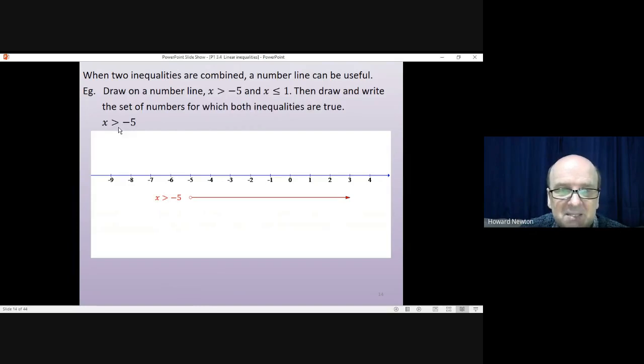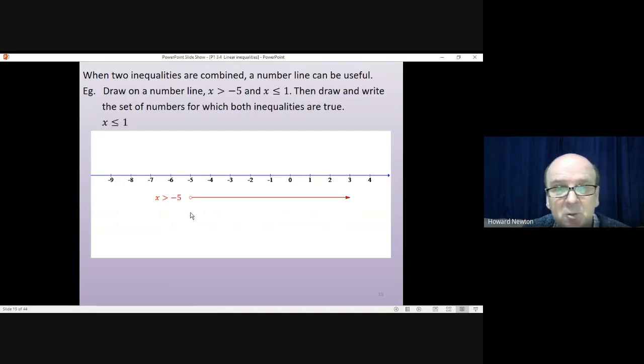Now in this case, x isn't allowed to equal minus 5, it has got to be bigger than it. This hollow circle indicates that minus 5 is not included. If it was included, we'd do a solid circle. But a hollow circle means x has to be bigger than minus 5, so minus 5 is not on the line. Everything above it is.